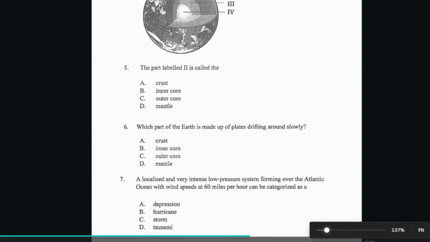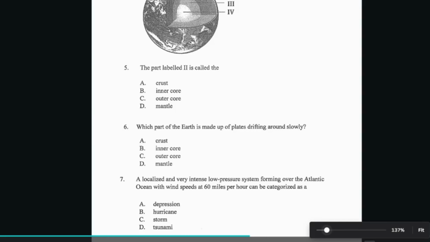A localized and very intense low pressure system forming over the Atlantic Ocean with wind speeds at 60 miles per hour can be categorized as, so you need to know the wind speeds of different low pressure systems, right? So there are different ones. So here you see depression, hurricane, storm, tsunami.